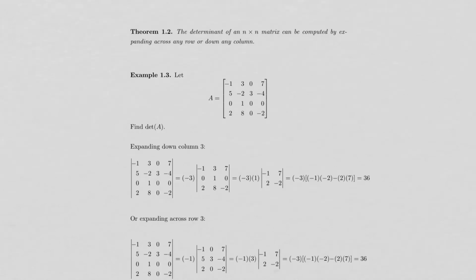So we have some theorems that will help us out with that. The first one says that the determinant of an n by n matrix can be computed by expanding across any row or down any column. What I mean by expanding across any row is, in the definition, we go across row 1, but we could go across row 2 or 3 or 4. We could also go down column 1, column 2, column 3, or column 4.